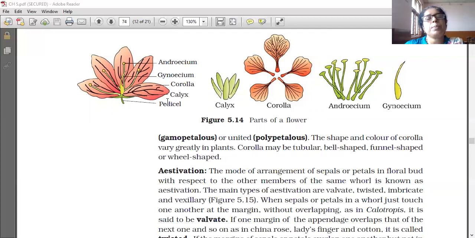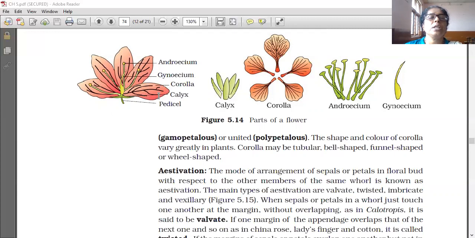So we will see the parts of the flower: pedicel, calyx. This green color is called a calyx. These are called the corolla. And this is gynoecium. And this one is the androecium. Like that, four whorls are there.